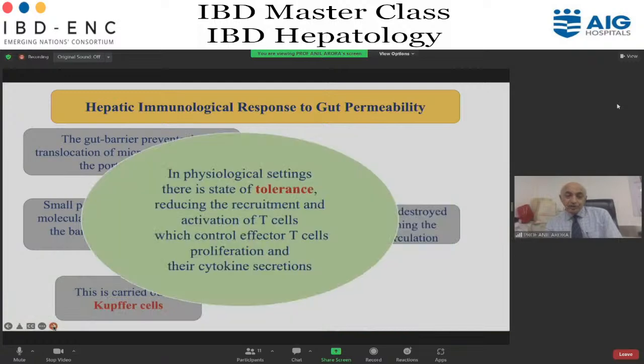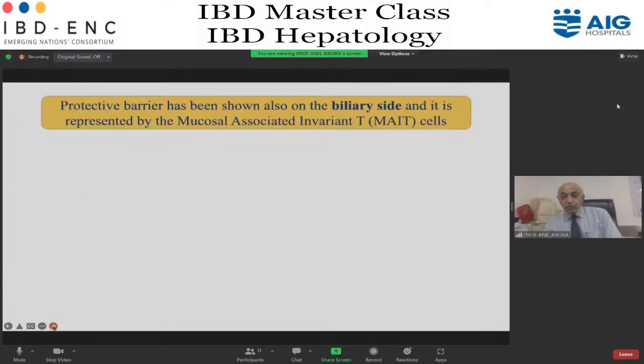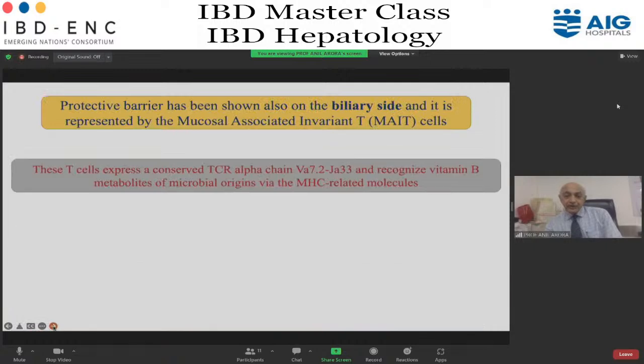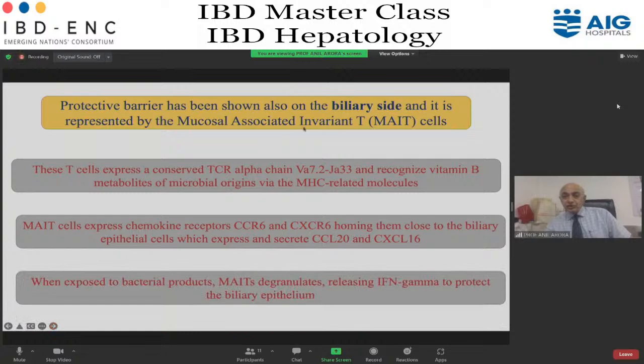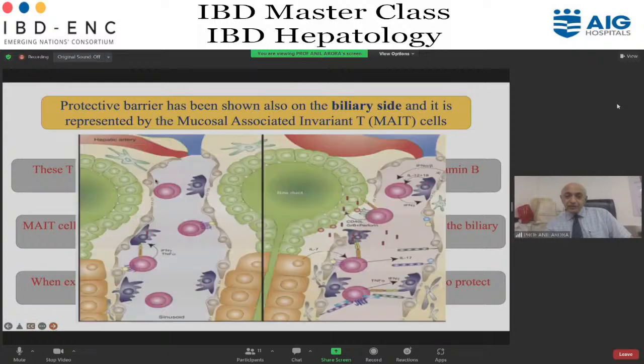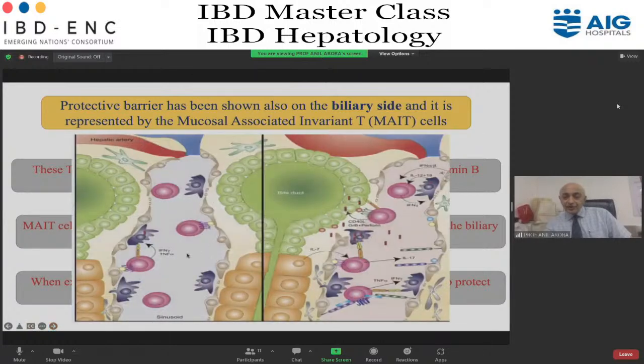of the bacteria. So in the physiological setting, there is a state of tolerance, which will lead to a reduction in the recruitment of the activated T cells, which will prevent the proliferation of the T cells that are harmful for the body. In the normal course of events, you have two barriers, which I've already described, the gut barrier as well as the Kupffer cell. There is a description of a new entity called mucosal-associated invariant T cells. These are specialized types of T cells which have a habit of residing in the porta hepatis. So this is what happens.